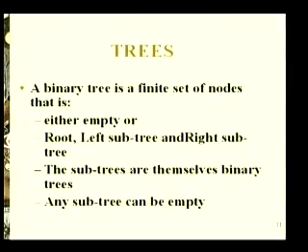The first point is a binary tree can be empty, but a tree cannot be empty. So there itself you have a difference. The definition of a binary tree is that it is a finite set of nodes that is either empty or root, left subtree and right subtree. The subtrees are themselves binary trees. Any subtree can be empty. So here the most important points are a binary tree can be empty. So I can say that a binary tree is having 0 number of nodes, that is possible.